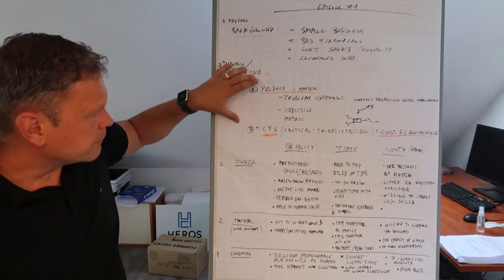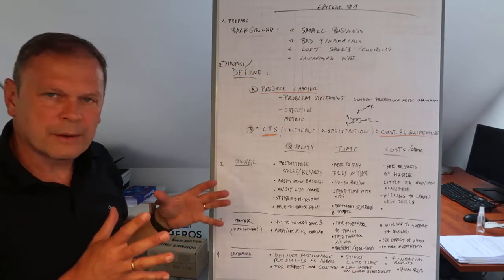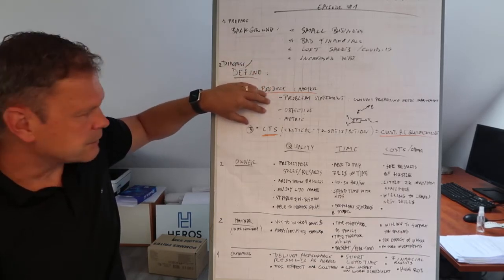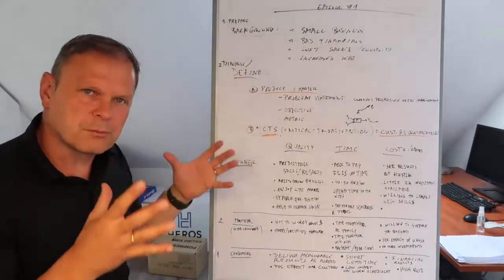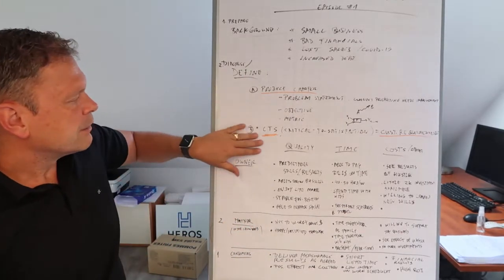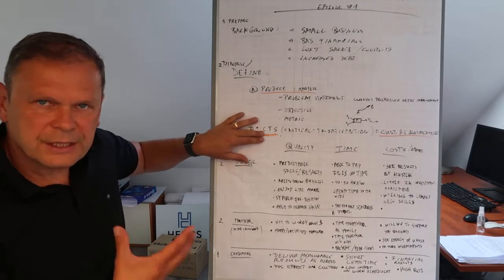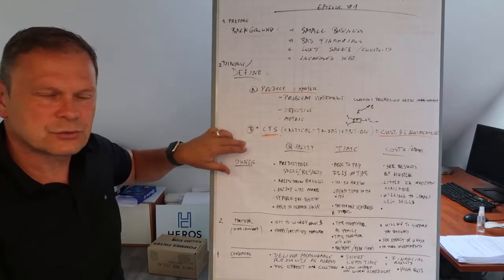I keep it for later, this part. And I do this always because you can start here, but you don't know enough about the problem. Other tools will help you to learn more about it. The first one I use really is the CTS tree, in Lean Six Sigma terms, critical to satisfaction tree.